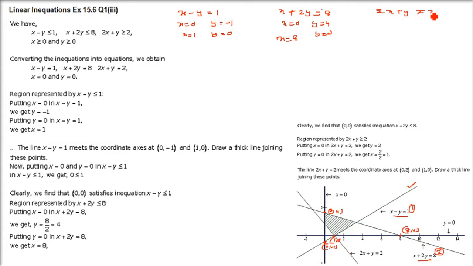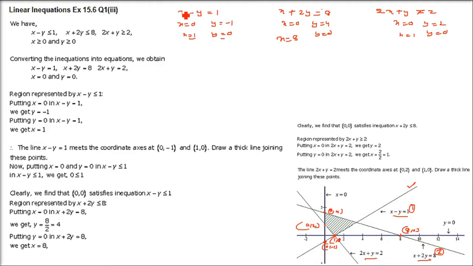Now the third line. Same thing we are going to do. x equal to 0, y equal to 2. y equal to 0, x is 1. So we have 0, 2, mark this point. And we have 1, 0. Mark this point. This is the same point as for x minus y equal to 1. Now make a line. This is 2x plus y equal to 2.